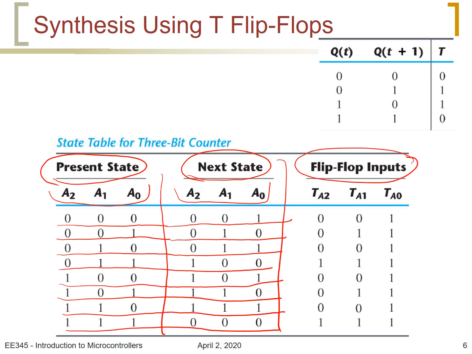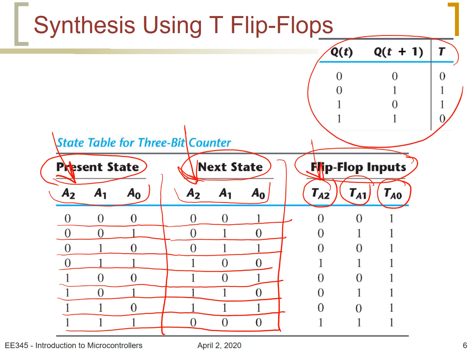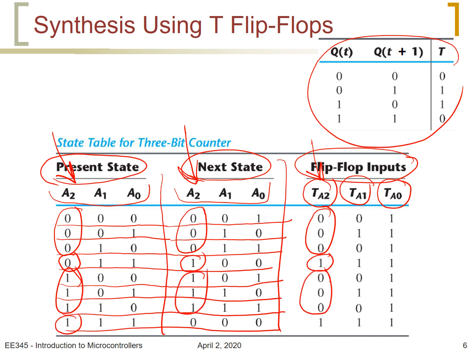So we have 3 flip-flops. If we call them A2, A1, and A0, we need to find T of A2, T of A1, and T of A0. Finding T of A2, we look at the present state A2 and next state A2, and we use this table that we have just seen previously. Again, if A2 is 0 and remains 0, TA2 must be 0. And if A2 is 0 and it becomes 1, T must be 1. And if it is 1 and remains 1, T must be 0. And if it is 1 and becomes 0, T must be 1. So this is for TA2.